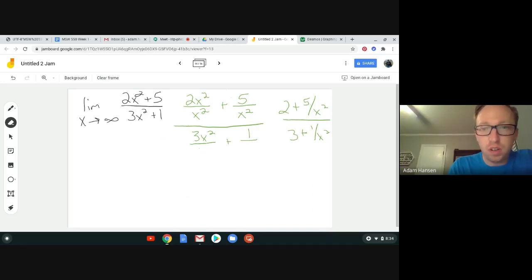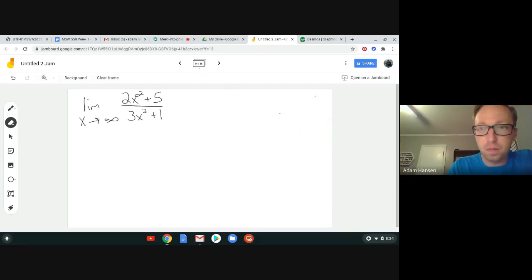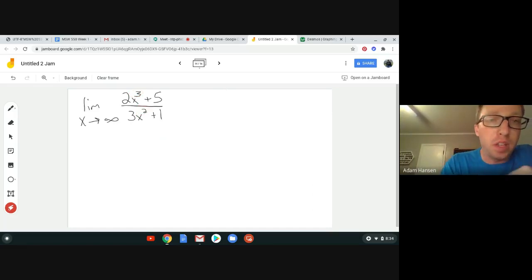Okay, let's look at one more example. I'm going to change x squared to x cubed. Now, because x cubed beats x squared, we're going to divide everything by x cubed.